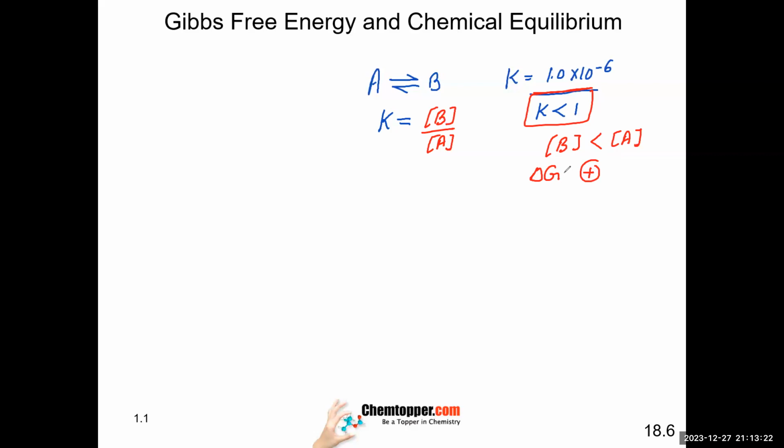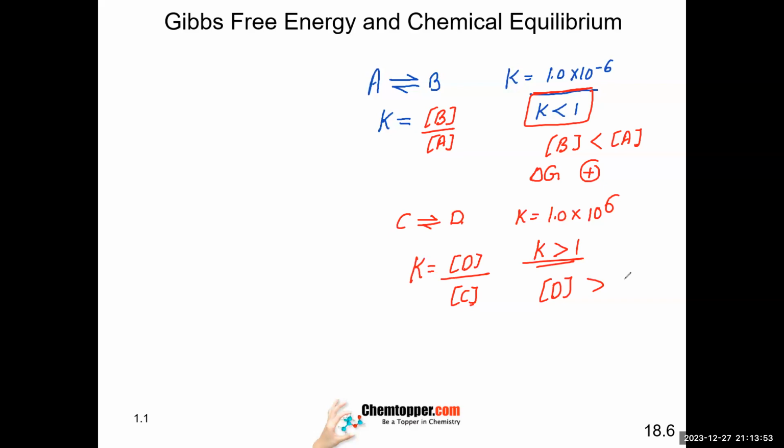So mathematically, we can relate them. Now let's say this reaction. C is in equilibrium with D. K value is 1.0 times 10 raised to power 6. This K is greater than 1. K expression is concentration of the product divided by concentration of the reactant. Now this K is greater than 1 means the product concentration is more than the reactant concentration, right?